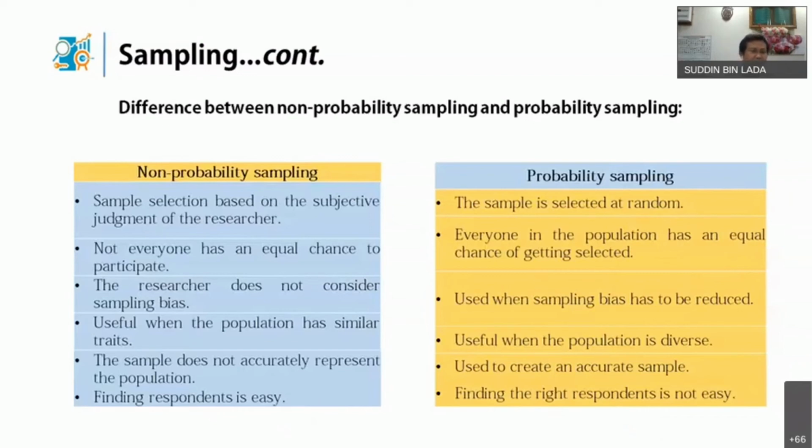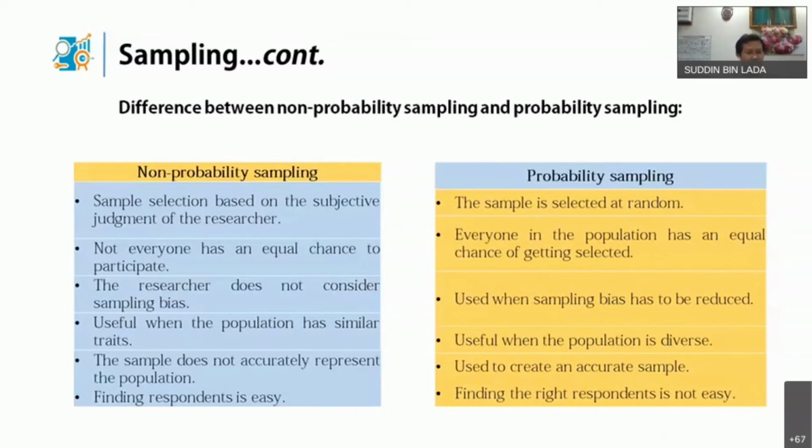Again, number one: sample selection based on subjective judgment. This is mainly for qualitative or exploratory research. You do not know what really happened. You are very new there, so you need to investigate what really happened. Compared to probability sampling, where the sample is selected at random.